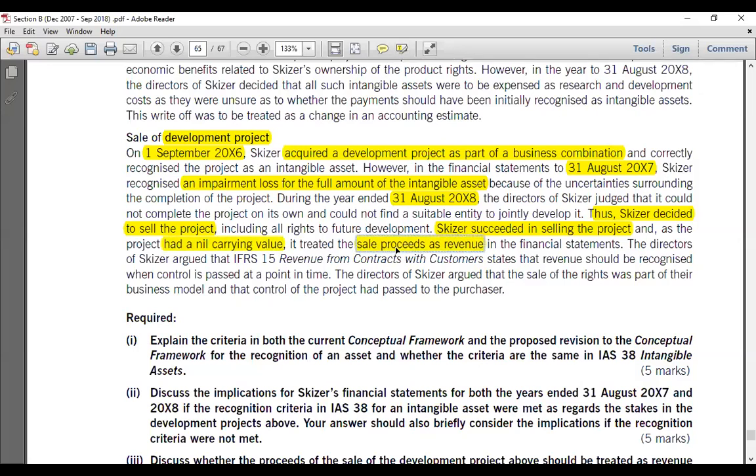So if they have treated the sale proceeds as revenue, the directors of Skizzer argued that IFRS 15 states that revenue should be recognized when the control is transferred at a point in time. So yes, the control is transferred at a point in time in this case, but is selling the intangible asset a normal course of business for us or not? That's the question. The directors of Skizzer argued that the sale of the right was part of their business model and that the control of the project has passed to the purchaser.